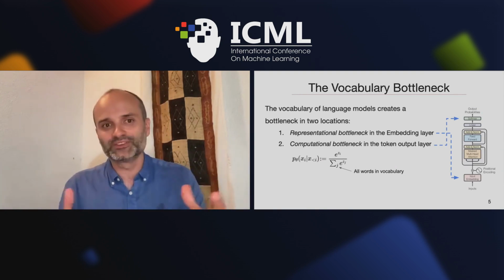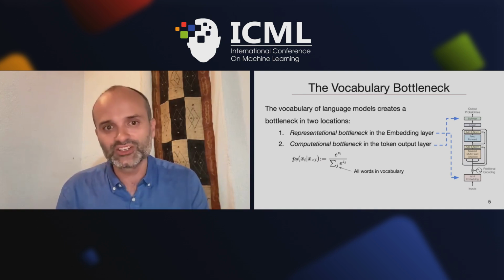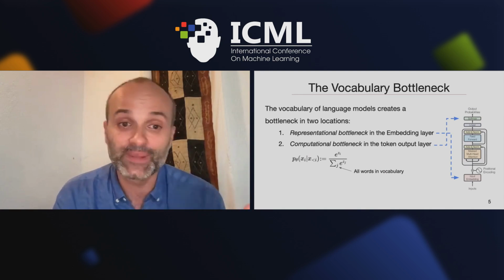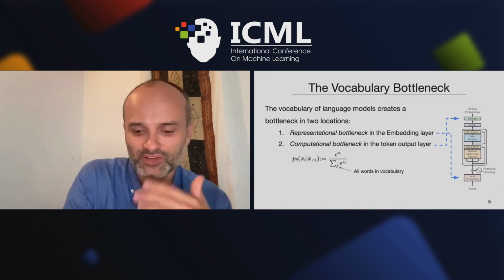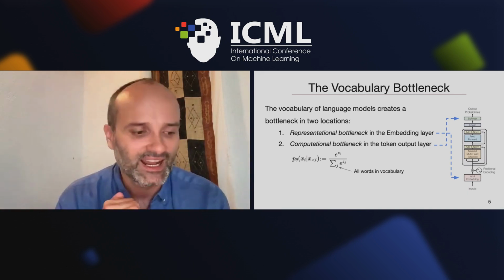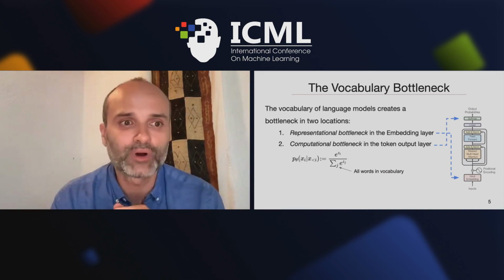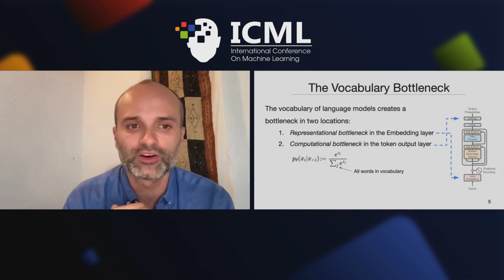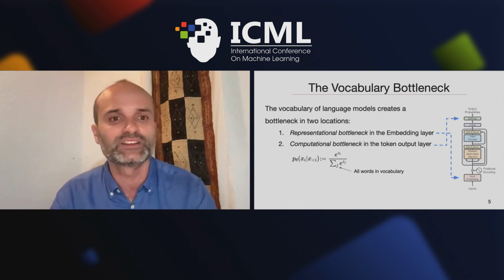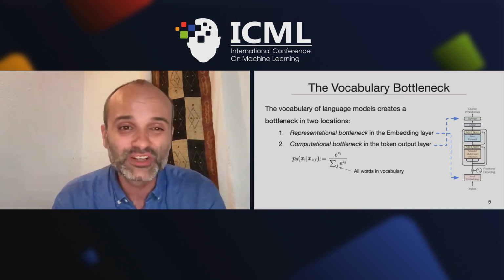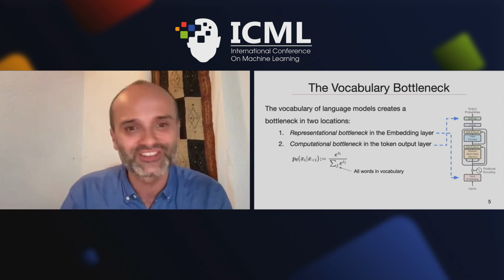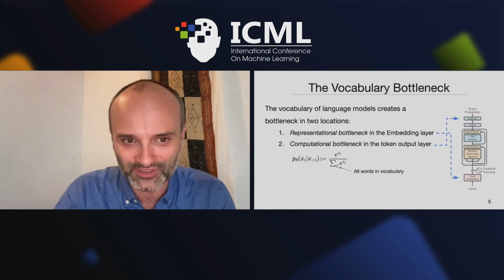The vocabulary bottleneck is something that exists in two locations in a language model. There's a representational bottleneck in the embedding layer, so just after you have tokenized it and you look for those entries in your embedding matrix. And there's also a bottleneck in the output layer, where if you want to support really hundreds of thousands or millions of items in your vocabulary, you're usually going to encounter a computational problem because you have this normalizing constant over all the words in the vocabulary.